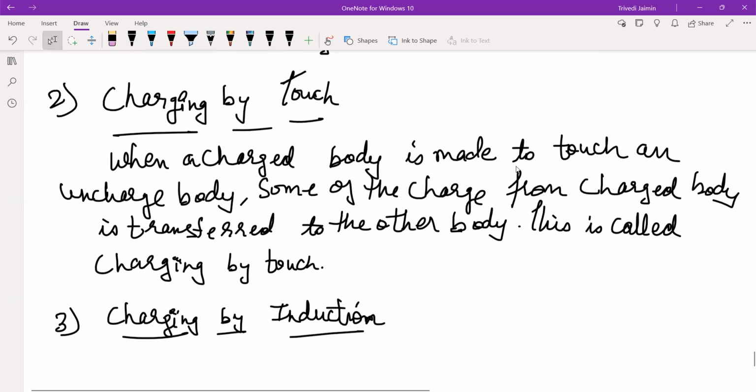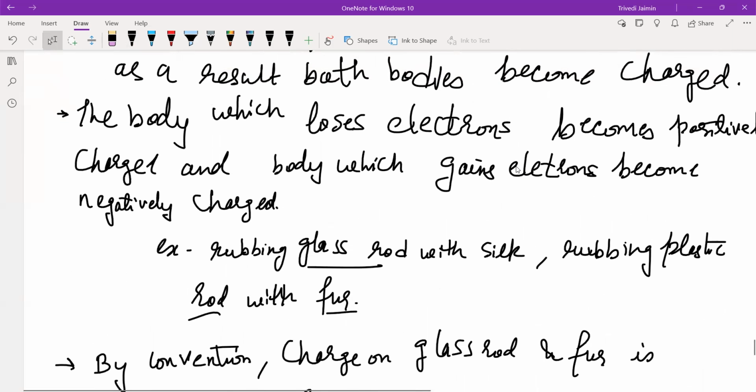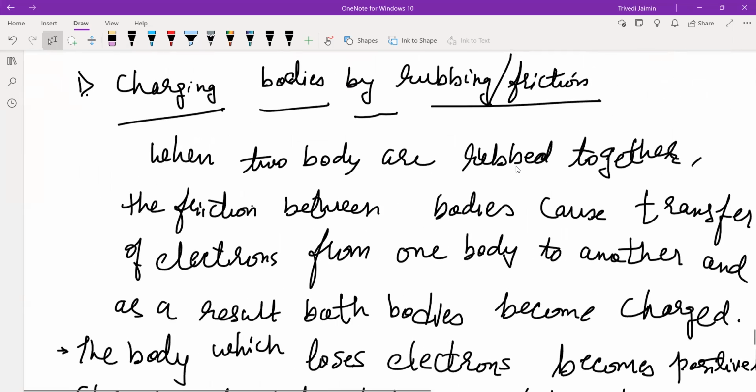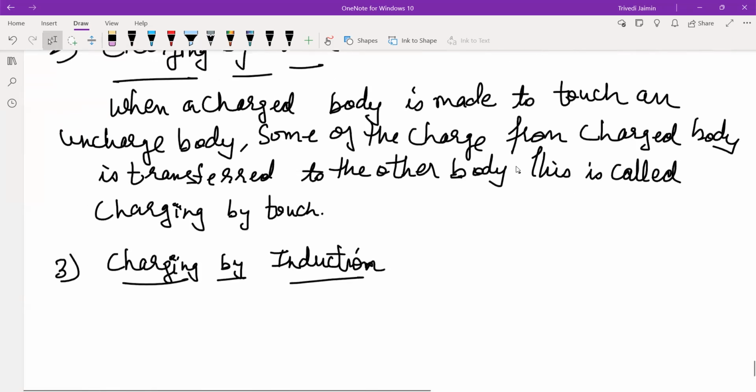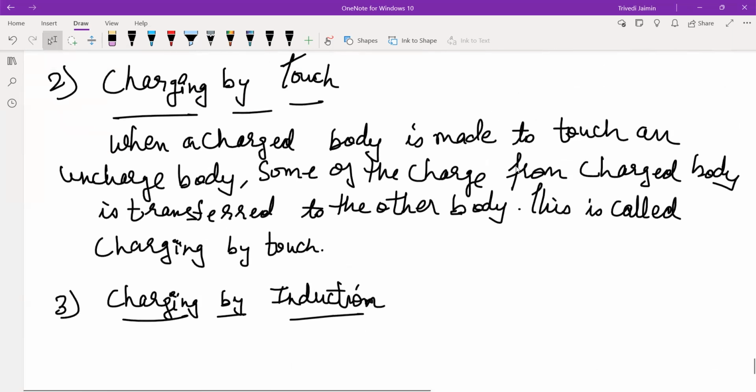When a charged body is touching the uncharged body, what will happen that time? The charges from the charged body will be transferred to the other body which is uncharged to balance that. That is called charging by touch. First we saw charging by rubbing or friction. Second we saw charging by touching. Now third one is charging by induction.